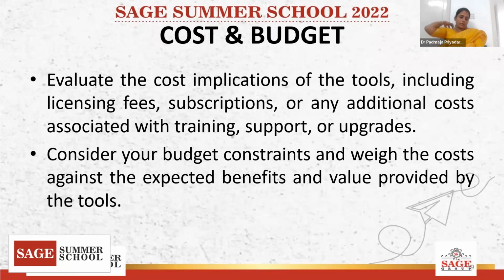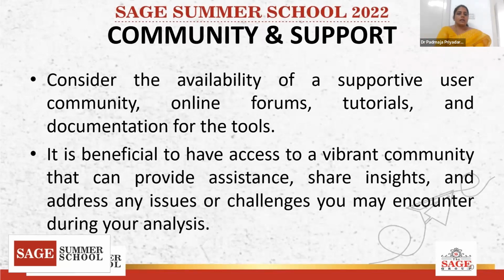Cost and budget. If I want to buy a software, I have to see whether it is really affordable, whether the cost is fine for that. If it is a subscription, whether the subscription will really go to waste, we have to see based on the training, based on the support, and based on the upgrades. Also, we have to consider the budget constraints and weigh them against the expected benefits and the value of the tools. As I mentioned earlier, we need a community everywhere.